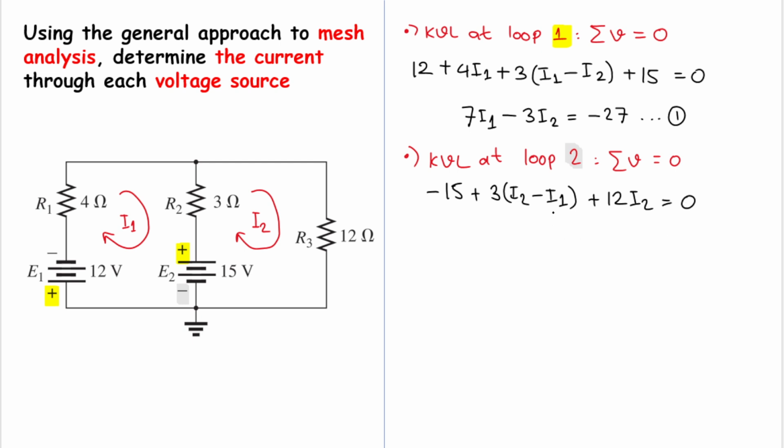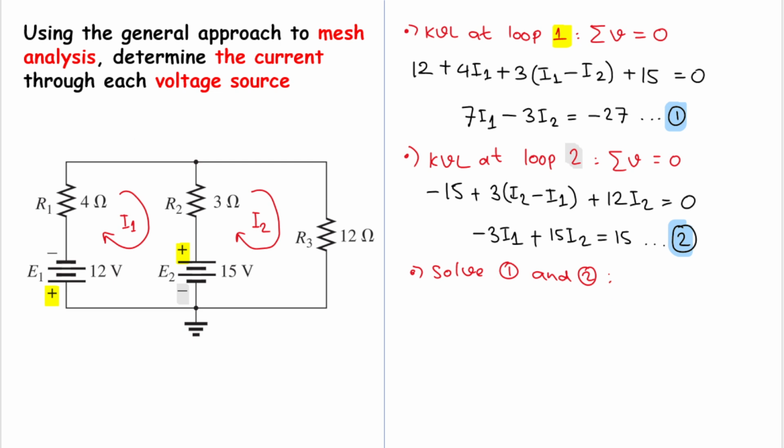Good. Now, I1 only comes from here, so we'll have minus 3I1. And then plus 3 plus 12, that will be 15I2. Let's move this minus 15 to the right-hand side, so I will have 15. Let's set this as equation number 2. Now we need to solve equations 1 and 2 to get I1 and I2.